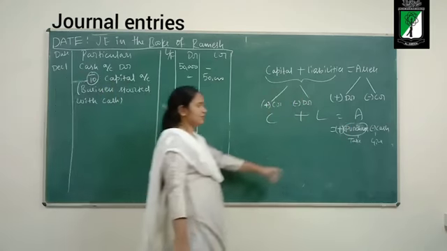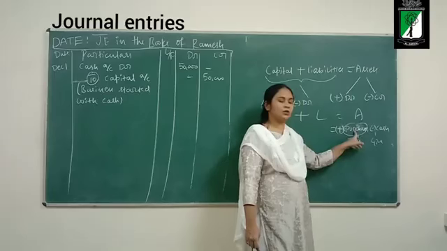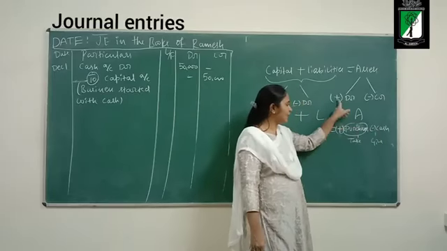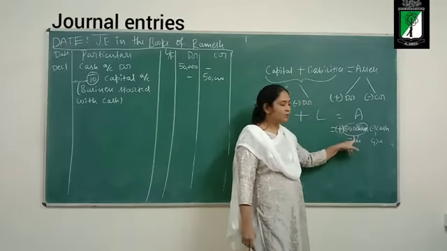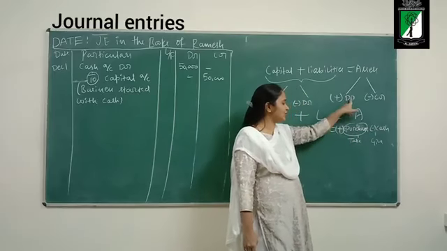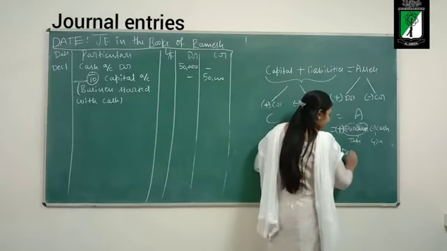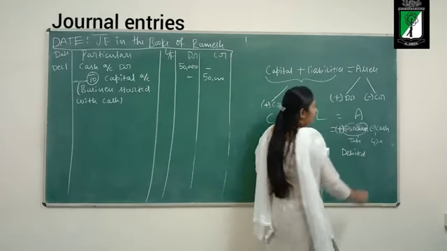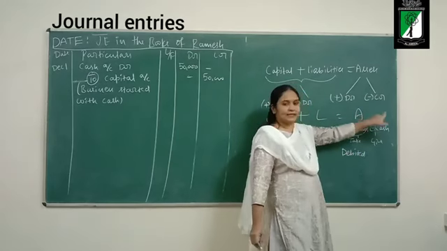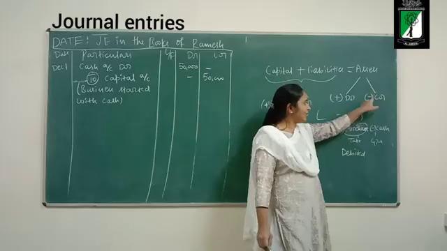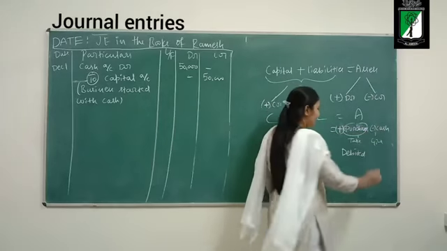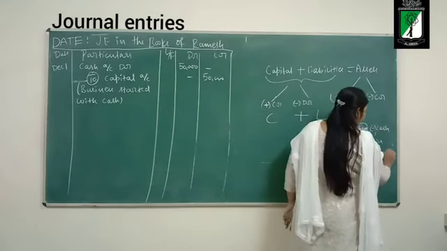Okay. So, both are assets. Purchase of goods is also an asset. Cash is also an asset. My purchase of goods is increasing. Increase in asset should be what? Should be debited. And decrease in asset. My cash balance is declining. Decrease in asset should be what? Should be credited.